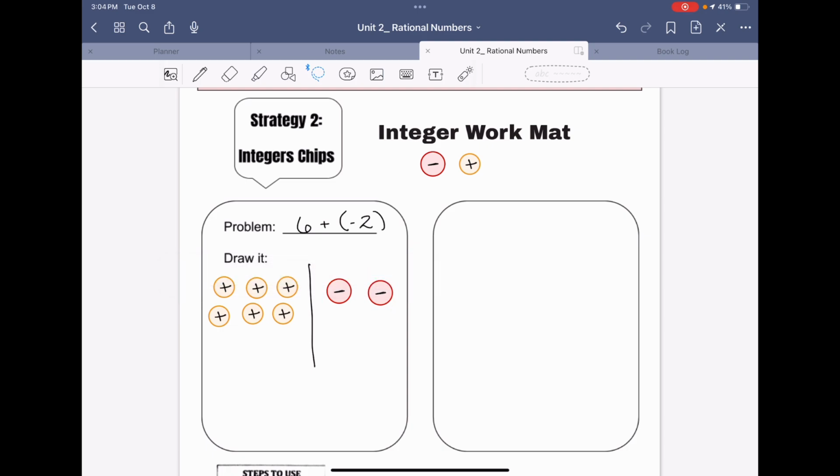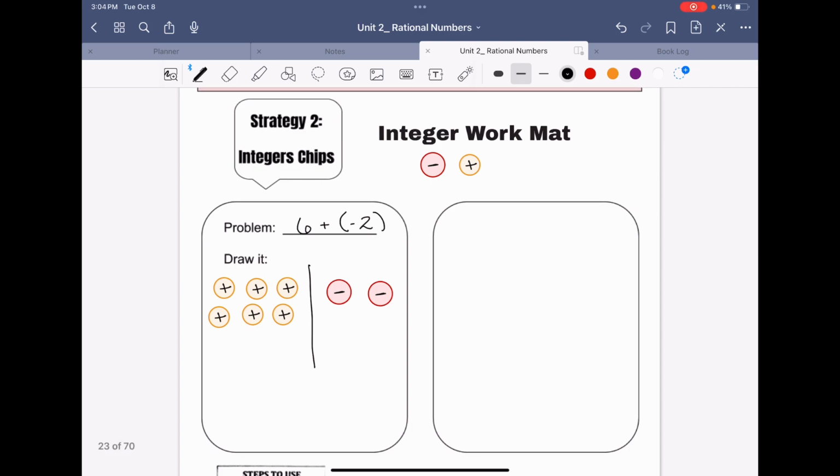2. Now, what's going to happen is with my chips, my negatives and my positives, my red and my yellow, are going to cancel each other out. So if I cancel out a red, I cancel out a yellow. Cancel out a red, cancel out a yellow until there's no more of one color. So there's no more red, so I can't cancel out any more yellow. That means my answer is positive 4.